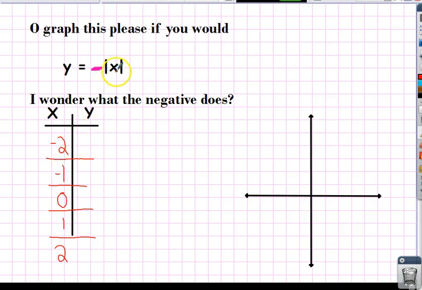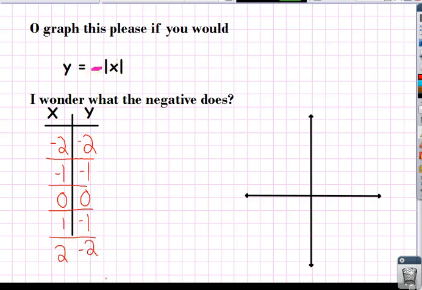So I put -2 in. What's the absolute value of -2? It's 2. But then I apply the negative, which makes it -2. Remember, the negative is not affected by my absolute value. Put in -1. What happens? Make it positive, but then it becomes negative. 0 is 0. Put in 1. Absolute value of 1 is 1, but then you make a negative. And you put in 2. Absolute value of 2 is 2, but then you make a negative.